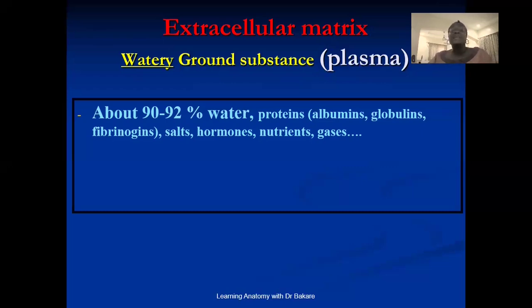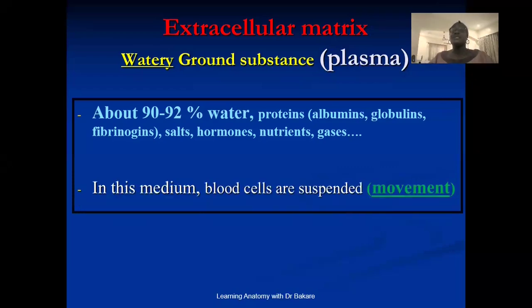The plasma is acting as the ground substance, and it is onto the plasma that the different cells are then embedded in. So this is the entire structural configuration of blood. And also because it is liquefied, the blood cells are also suspended in it. It is able to allow for the movement of these cells.